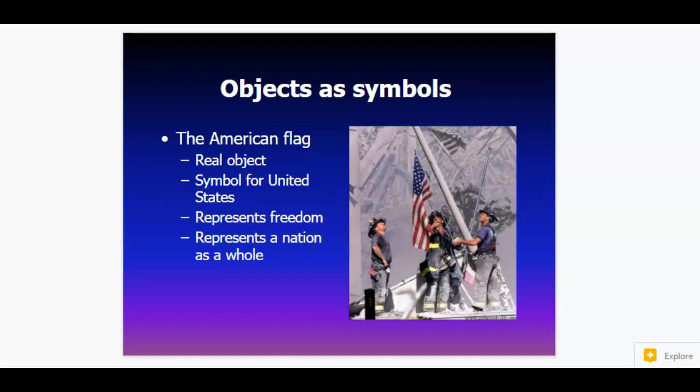Objects as symbols, again, the American flag. It is a real object, right? It symbolizes the United States based on what the stars and the stripes represent, you know, our beginnings. But the bigger idea is that it represents freedom. That's why we fly it. It represents our nation as a whole in other places. And when it's flown in places where there haven't been freedom, it isn't saying, oh, here are 50 states and our 13 colonies. It's saying we've helped you become free in some way or another.